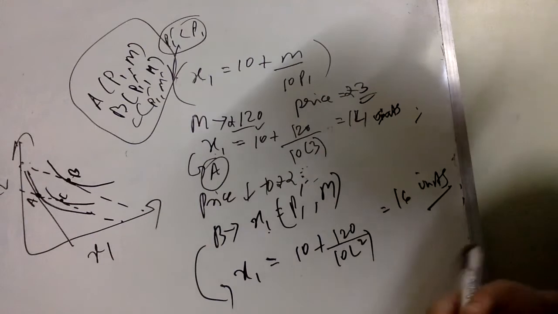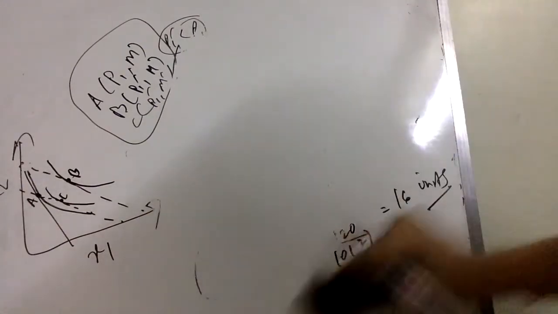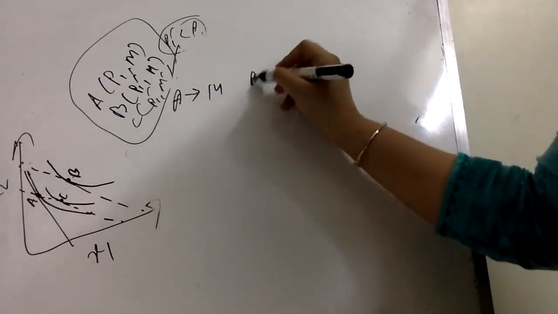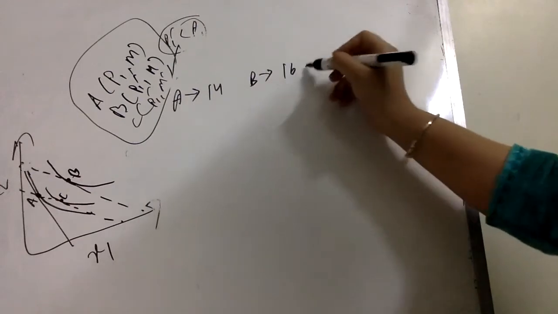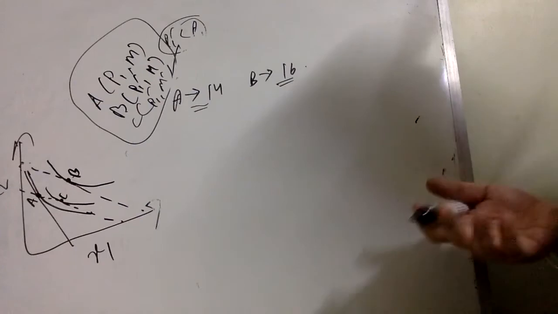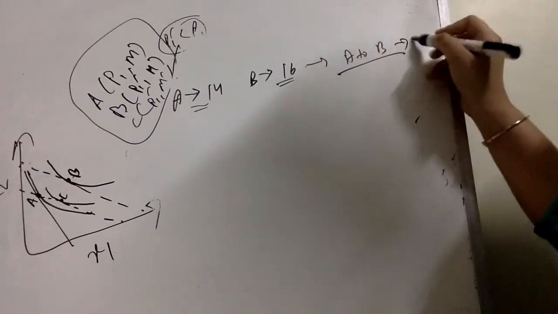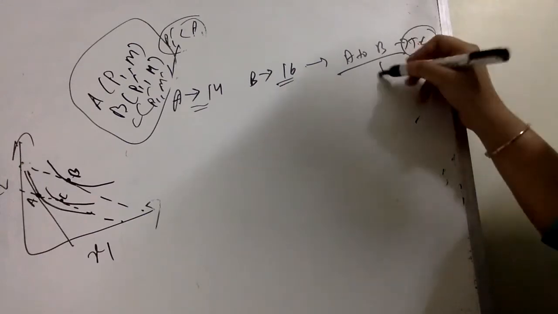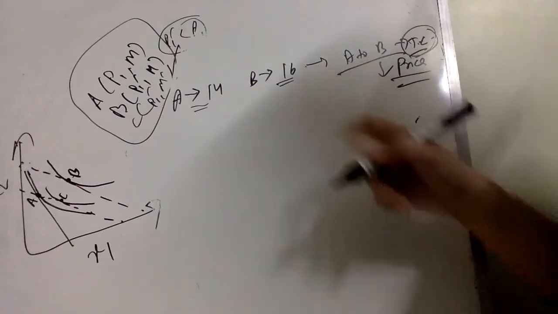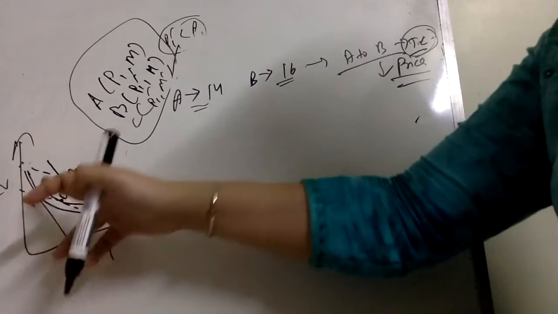We'll compute now the bundle at point C. I'll just write down the result here. At bundle A it's 14 units, at bundle B it is 16 units. So the ultimate effect from bundle A to bundle B is the total effect of a fall in price from 3 to 2. This is the total increase in the demand. Now, in order to decompose this effect, we first understand the impact from A to C.